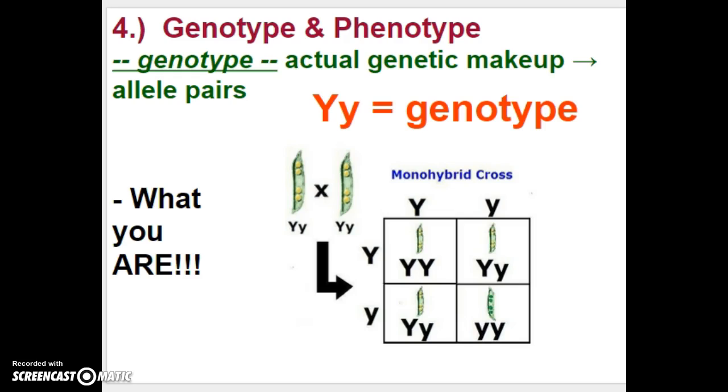So even though Mendel knew nothing about chromosomes, he knew nothing about mitosis or meiosis, he was doing all of these experiments based on his visual observations. So even though he didn't know it, he was actually working with the genotype of these pea plants. The genotype is the actual genetic makeup of an organism. It's the allele pairs that the organism has. So for the genotype of capital Y, lowercase y, capital Y came from one parent, lowercase y came from the other parent. So the genotype essentially is what you are.